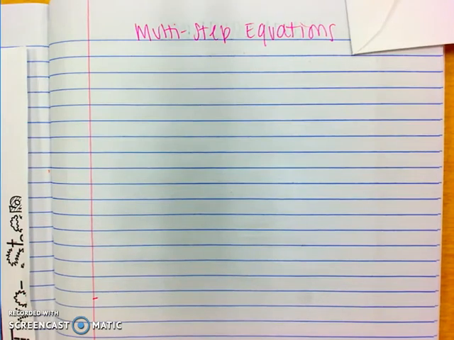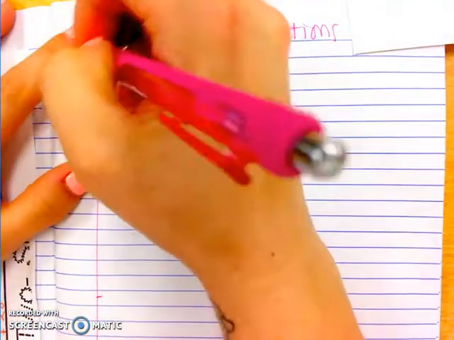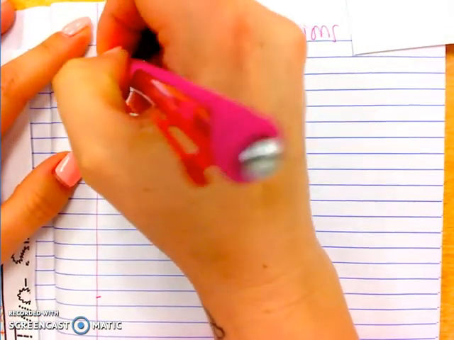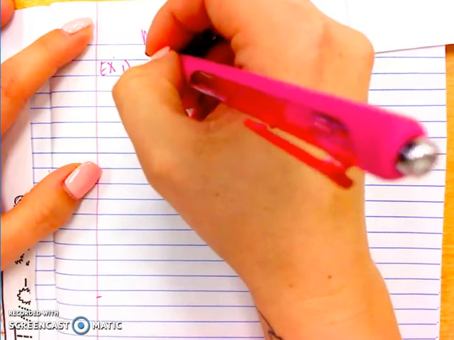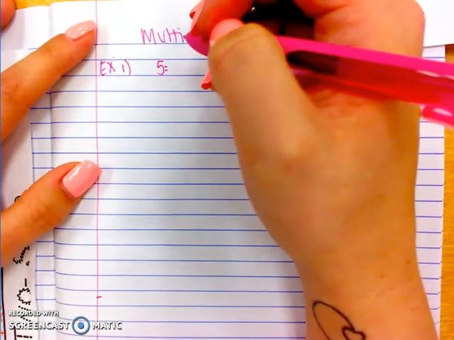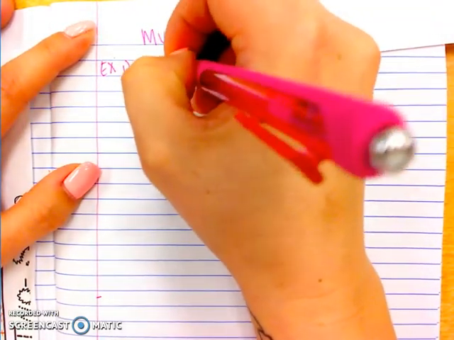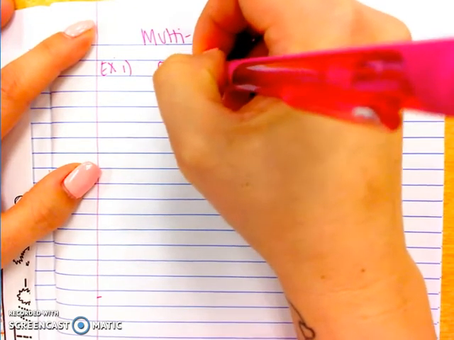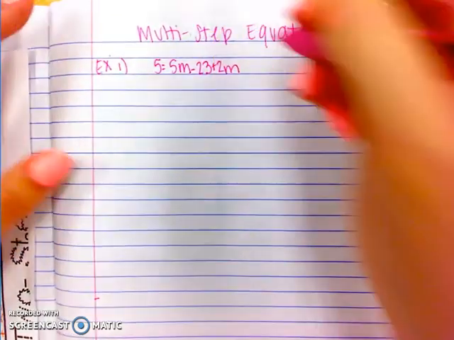This lesson is on multi-step equations. The first example that we're going to do is 5 equals 5m minus 23 plus 2m.